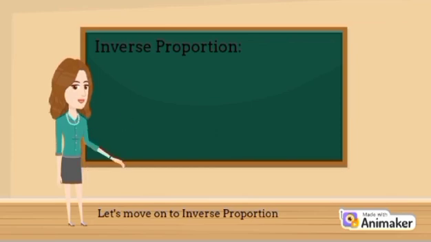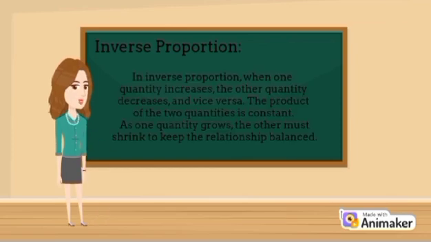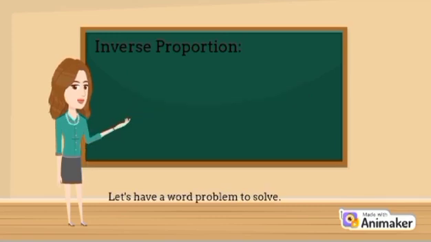Let's move on to inverse proportion. In inverse proportion, when one quantity increases, the other quantity decreases, and vice versa. The product of the two quantities is constant. As one quantity grows, the other must shrink to keep the relationship balanced. Let's have a word problem to solve.